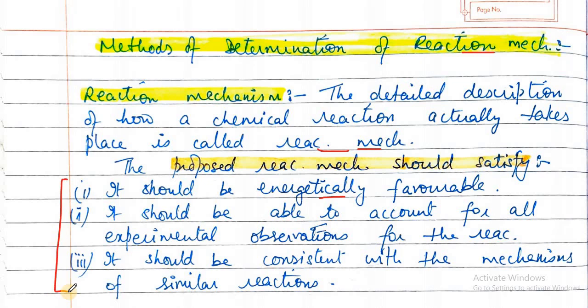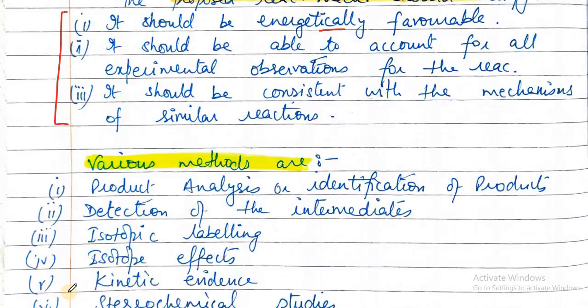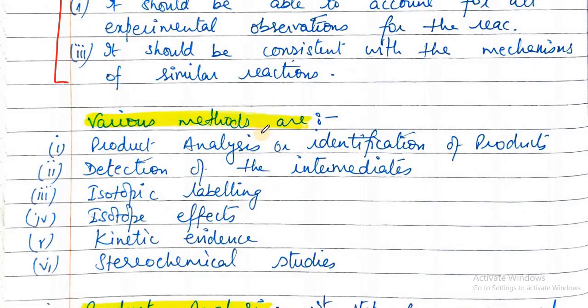So the various methods for the determination are product analysis or identification of products, second is detection of the intermediates, third is isotopic labeling, fourth is isotope effects, then kinetic evidence, then stereochemical studies. These are the various methods by which we can determine the mechanism of any reaction. We will start with product analysis, and we will take up examples along with it.